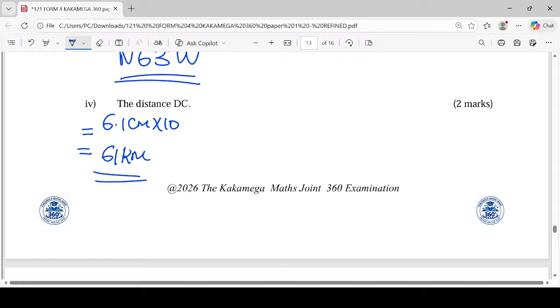Someone is asking, which class is this for, sir? This is Form 4 Mathematics.